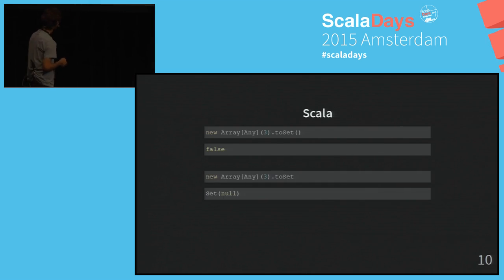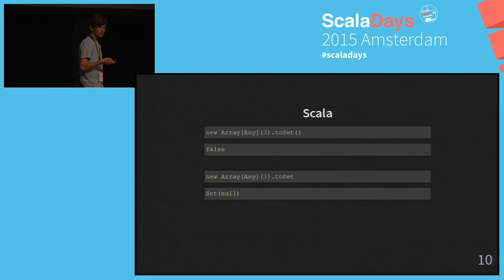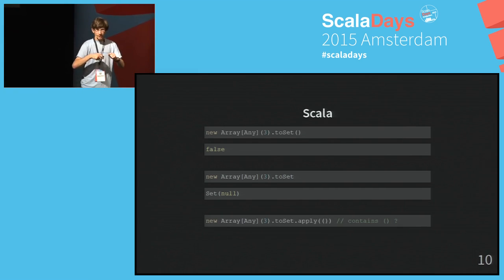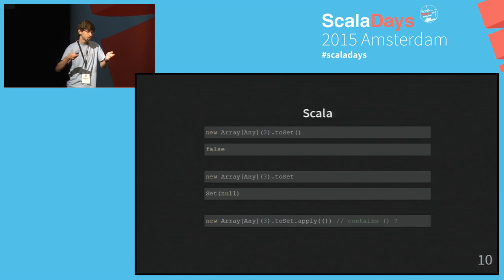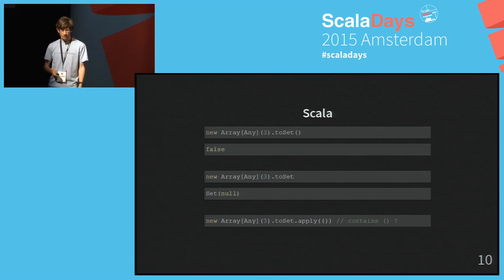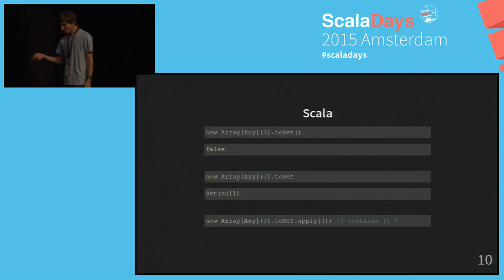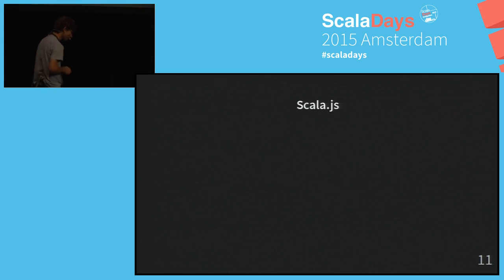Well, the thing is, if you remove the parentheses, then you get what you expect, a set with the element null in there. And the thing is that Scala will actually add a call to the apply method, because you did add the parentheses and you were not supposed to. And then because you call the method with 0 arguments, it inserts unit, because, well, that's what it does. This is deprecated, by the way, but it still works. So if you have JavaScript with semantics and Scala with some puzzlers, imagine what we can do with Scala.js.